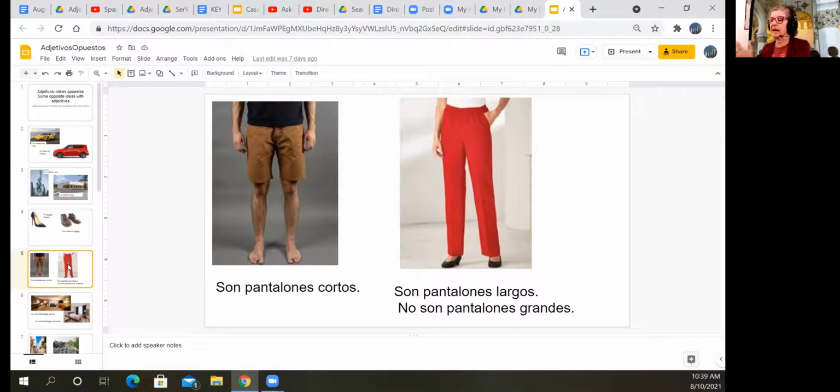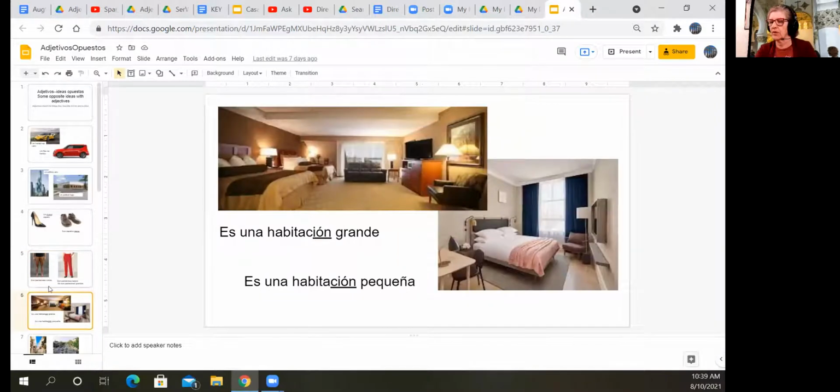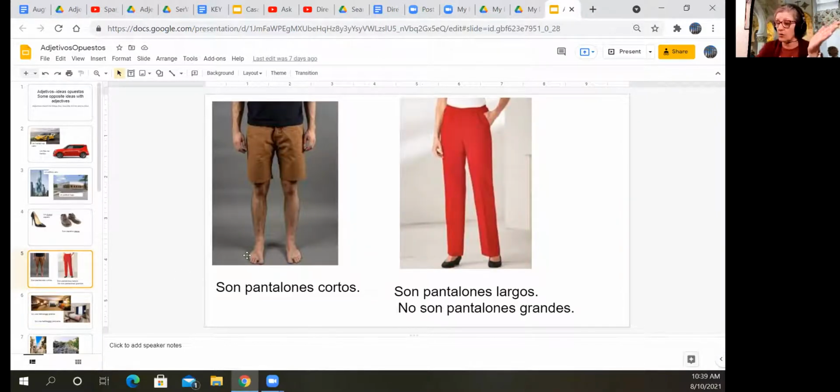Son pantalones largos. They're long pants. Aquí, bien, ¿sí? No son pantalones grandes. They're not like big pants. They're just long pants, right? Grandes would probably be a size. Okay. A ver. So again, some more opposites. Corto, largo.